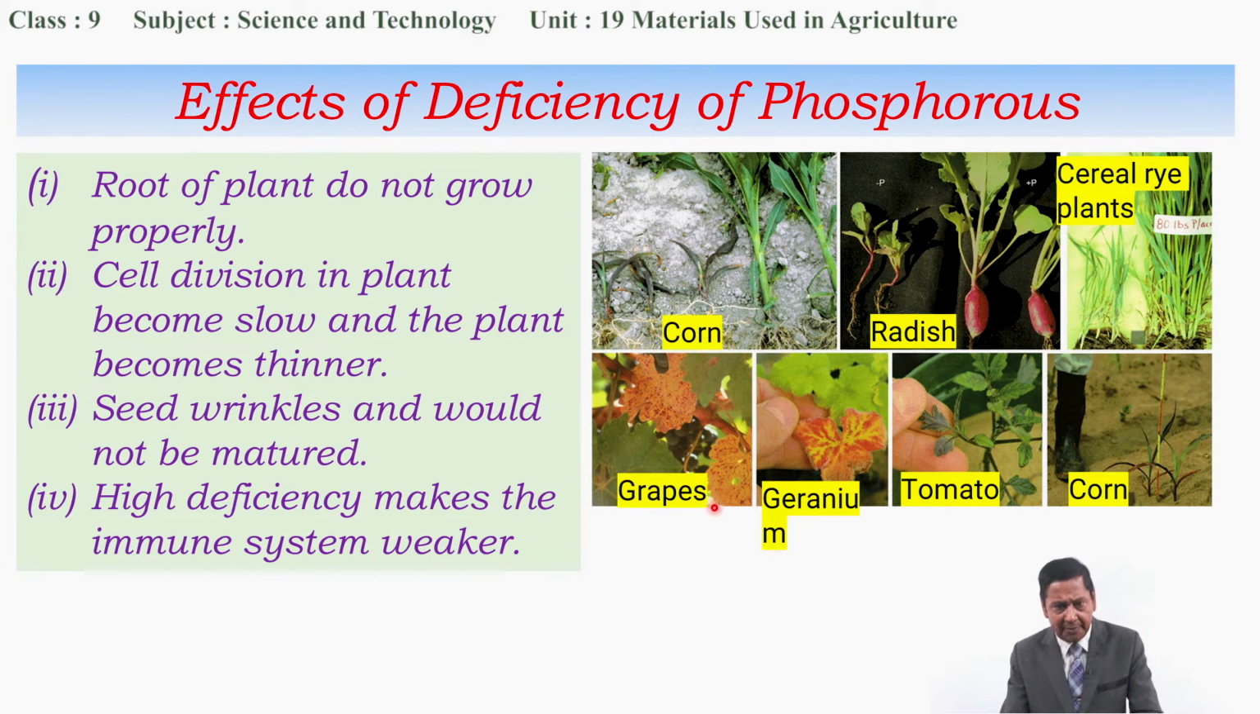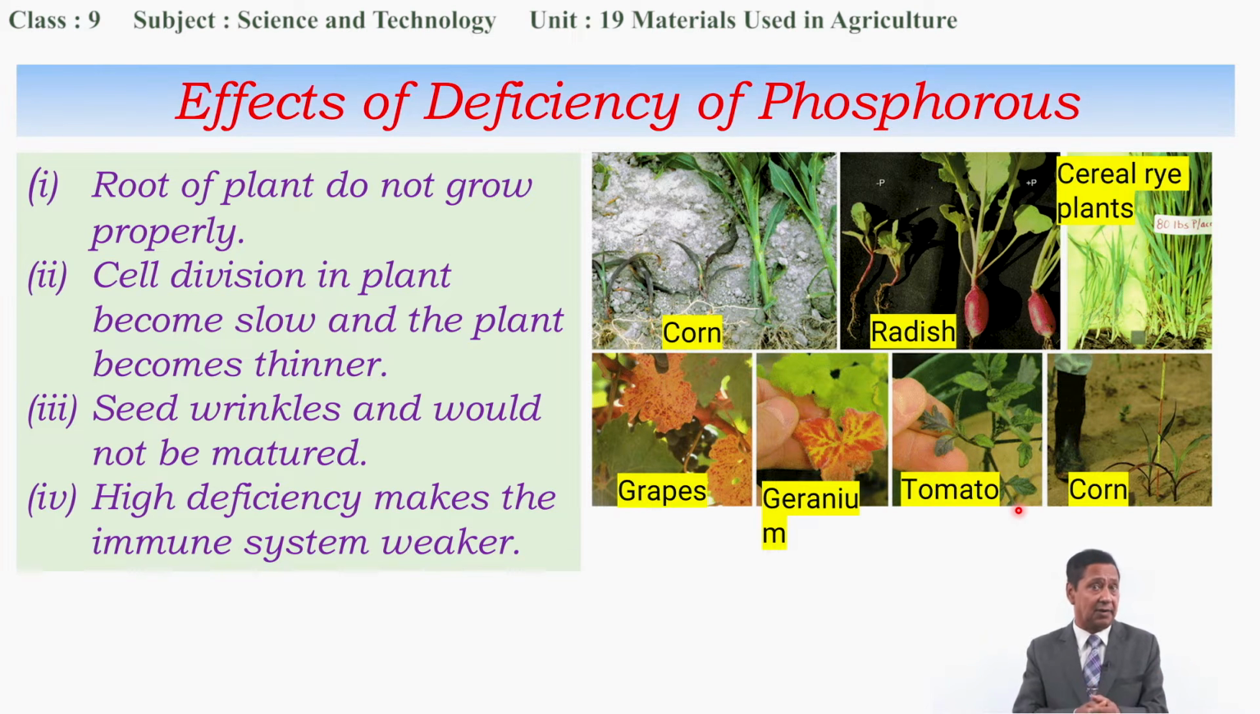Now here we have grapes, geranium, tomato, corn, and in all of them it is somewhat reddish in color, and also purplish in color. This color change is due to the deficiency of phosphorus, and they say this growth is not acceptable, and this is all about the deficiency of phosphorus in plant. These are some examples.